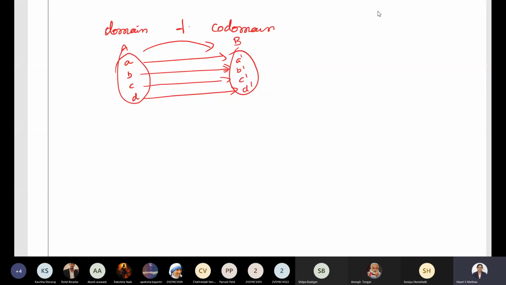Then only we can say that we can define a function. An element of the domain cannot be mapped to two elements in the codomain. Then you cannot define a function. A function is defined only when a unique element of the domain is assigned to a unique element in the codomain. So this is regarding function. We know what a function is.